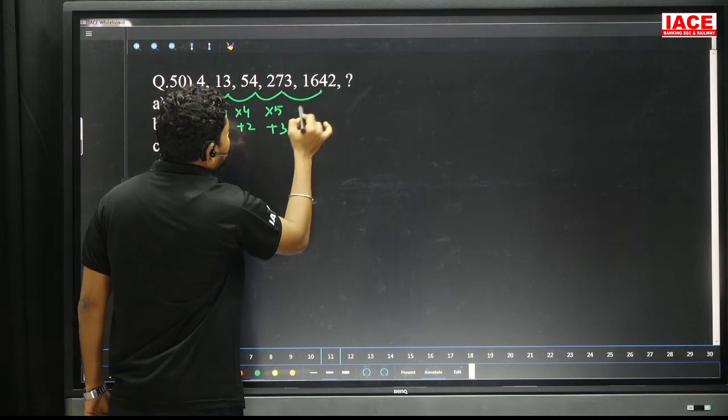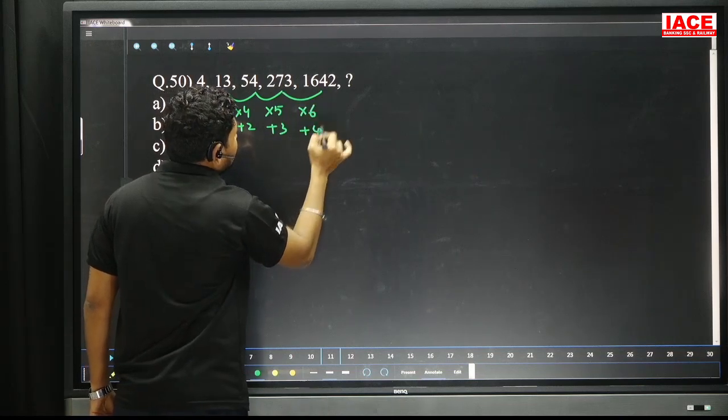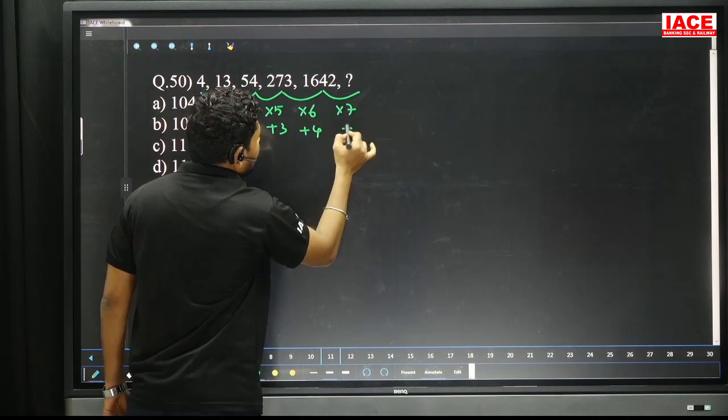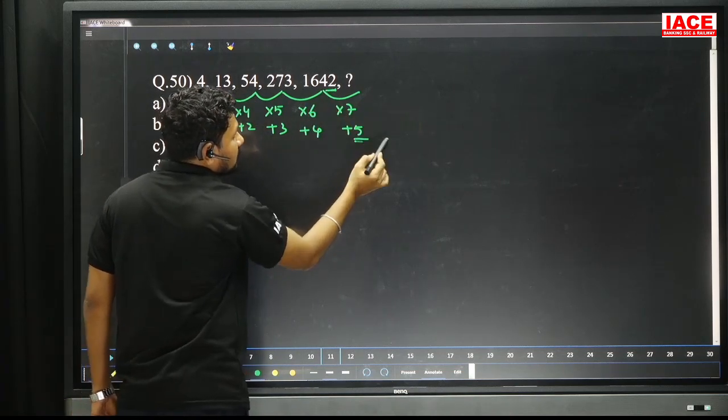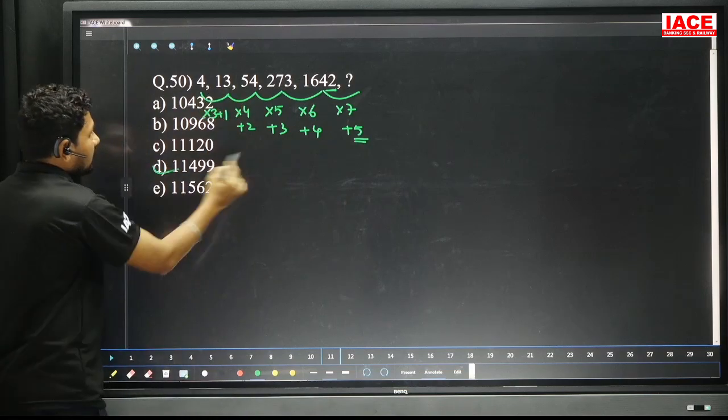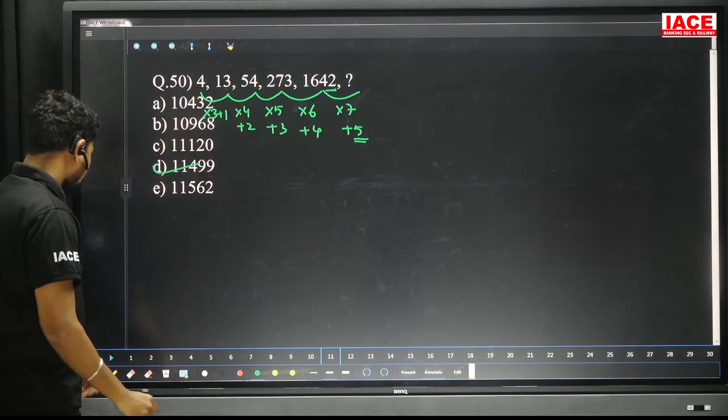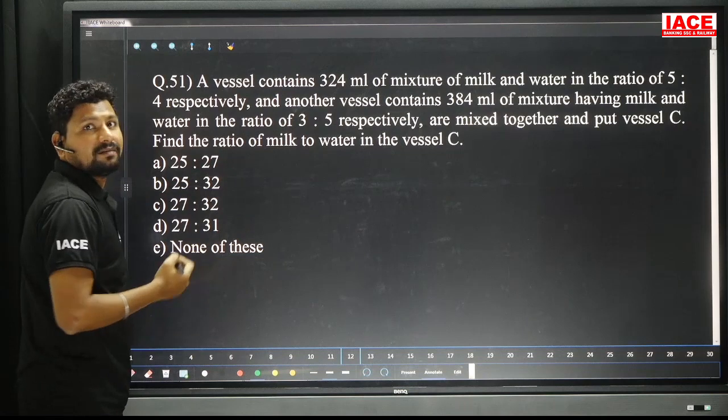That means here we are doing what? Into 6 plus 4. Here we are doing into 7 plus 5. 7 twos are 14, so 4 is the last digit. 14 plus 5 is 9. Which option contains the last digit 9? That is our answer. The answer is D here. And next, question number 51.